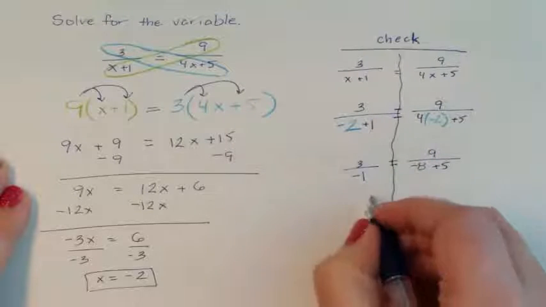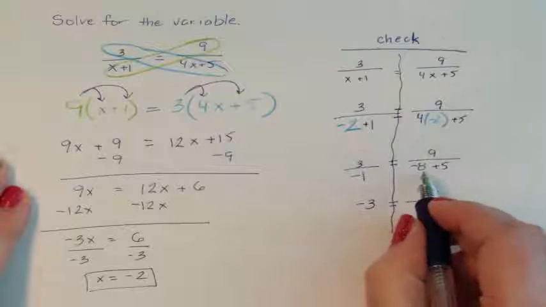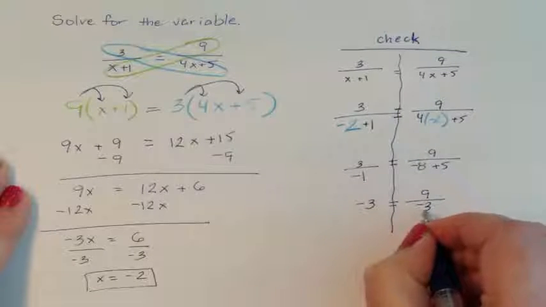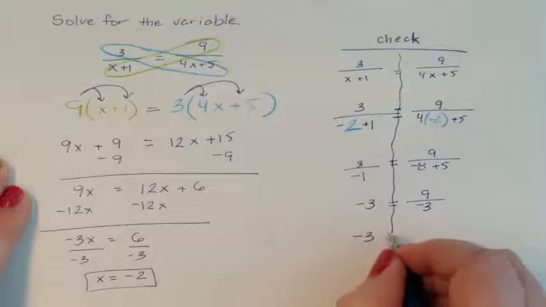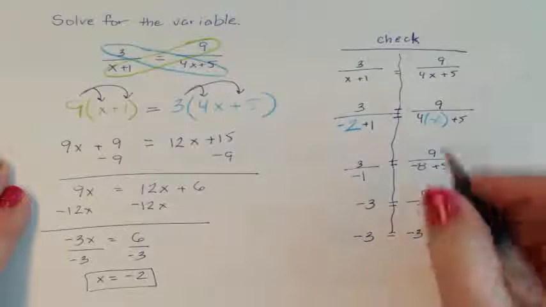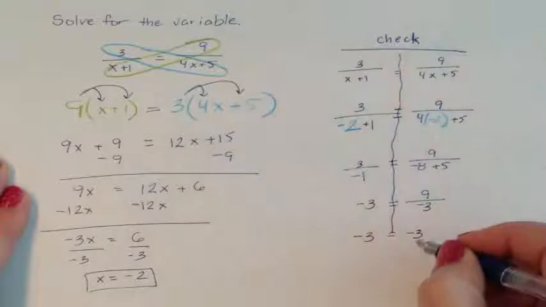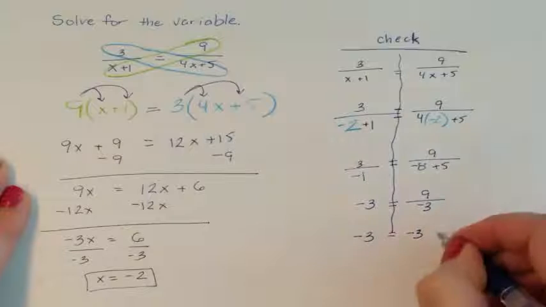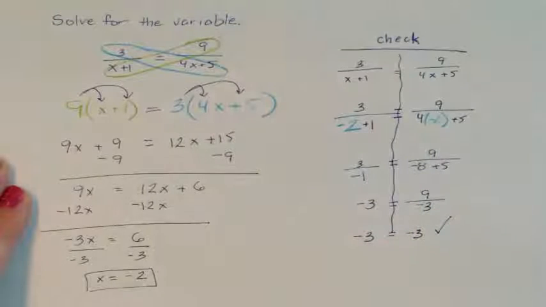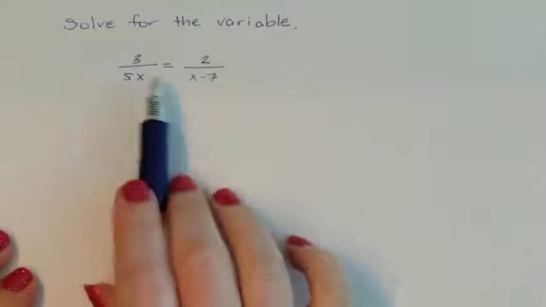3 divided by negative 1 is a negative 3. This is 9 all over negative 8 plus 5 is a negative 3. We already solved the left. It is a negative 3. 9 divided by negative 3 is a negative 3. So we solved the left like it was its own problem. We solved the right like it was its own problem. Both of them are equal, which meant we got the correct answer. It is negative 2.